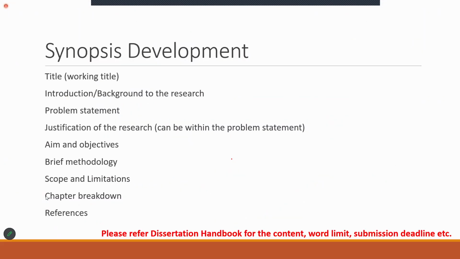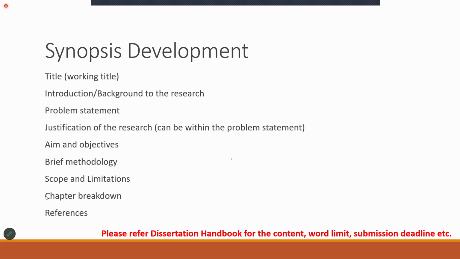Right. So in conclusion, from today's lecture, we talked about the synopsis development, and we discussed the components we need to think about: the title, introduction, background area, then the problem statement. Hope you all can remember the different ways of structuring the problem statement. Justification, of course, can be within the problem statement, but make sure that your chosen research area is well justified.